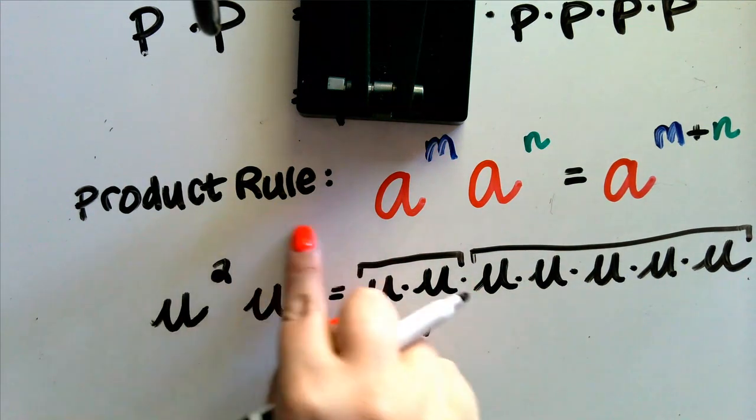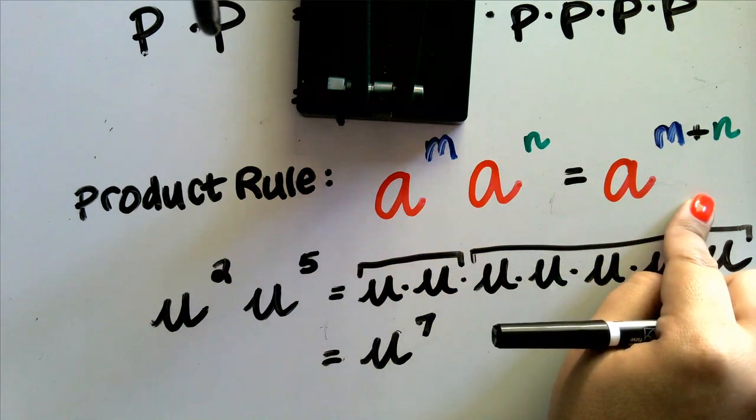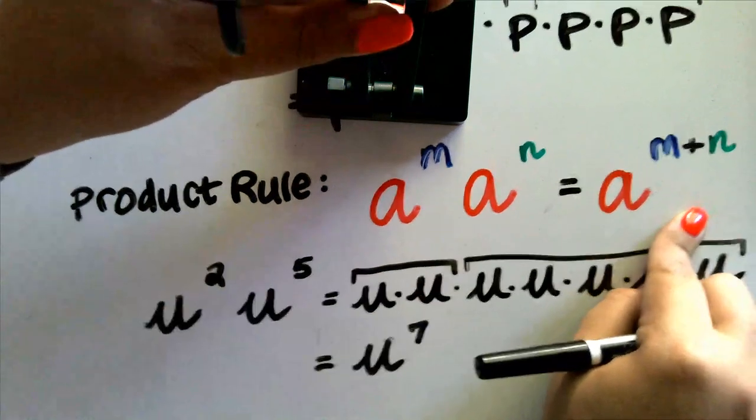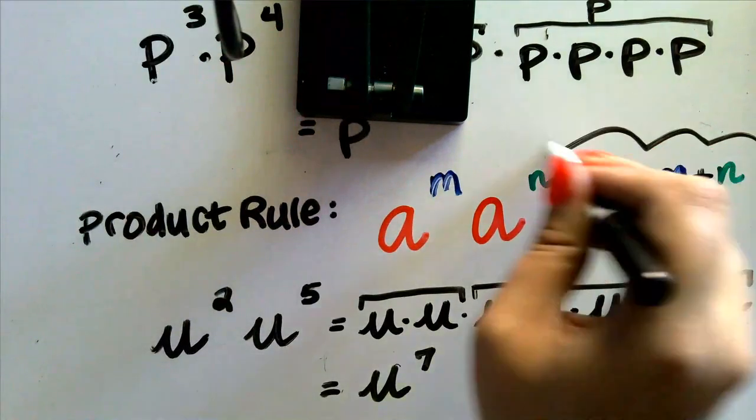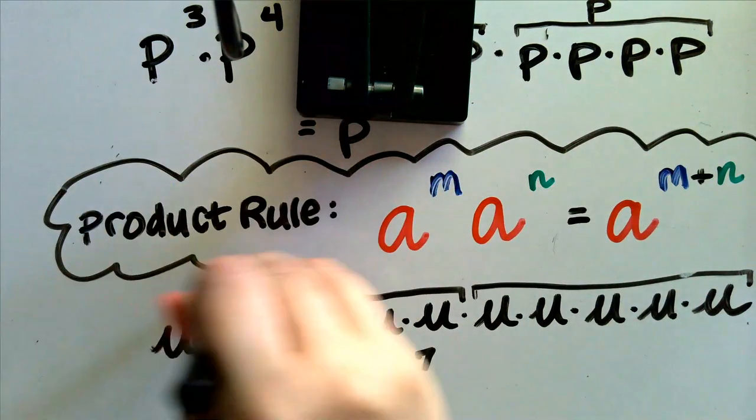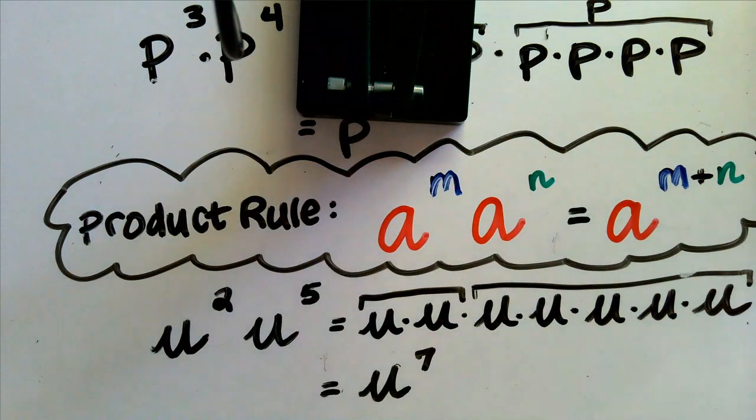Go ahead and make sure that this rule is very boldly written. You might even want to put a big box around it. I'm going to go ahead and cloud this off so that it tells us that it's something that's really important that we need to make sure is very visible in our notebooks.